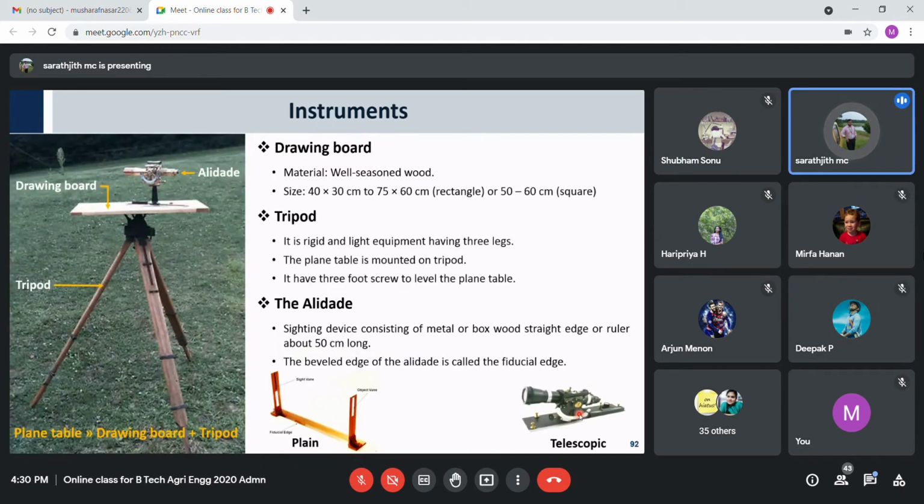So what are the instruments we require to do a plane table survey? Essentially you need a plane table. This is the table, you can see that, right? The table, which we also call a drawing board, because you are going to place a drawing sheet over it.